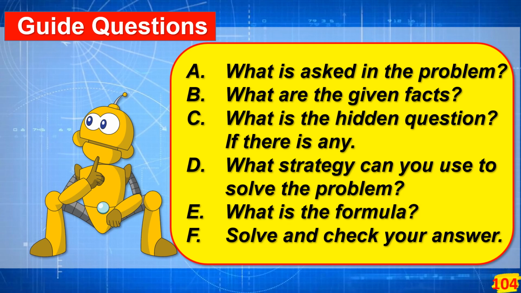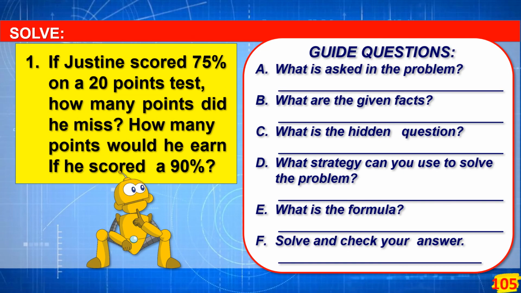These are: A. What is asked in the problem? B. What are the given facts? C. What is the hidden question, if there is any? D. What strategy can you use to solve the problem? E. What is the formula? And finally, F. Solve and check your answer. Here are the word problems for your activity. Write your answer on your math notebook.